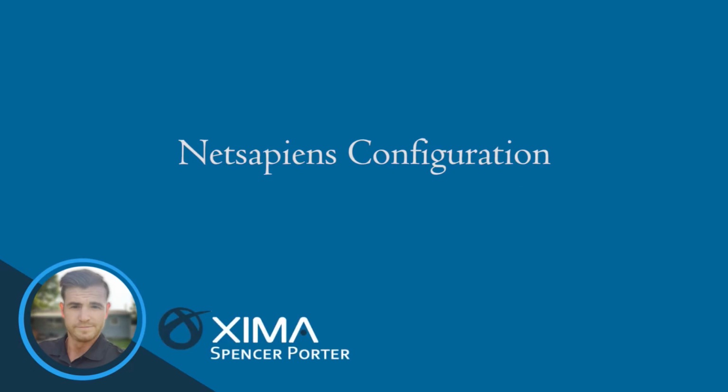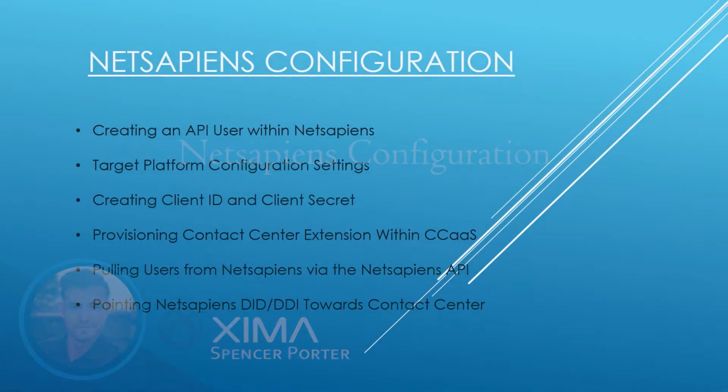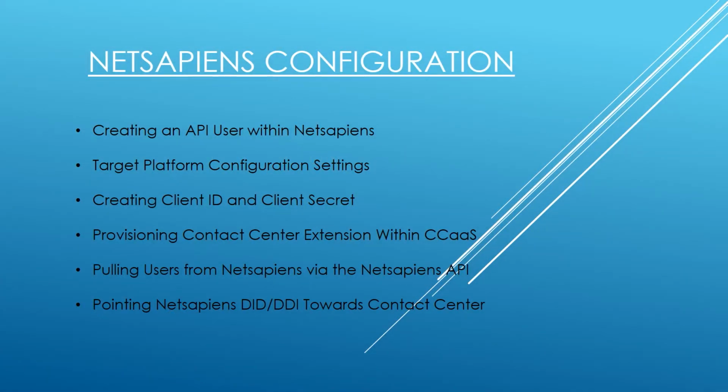Today's video is going to talk about Netsapiens and how it relates to Xima CCaaS. The first step is going to be creating an API user within Netsapiens. From there, we're going to go to target platform configuration settings within CCaaS itself. We're going to then create a client ID and client secret. Provisioning contact center extension within CCaaS to take contact center calls. Pulling users from Netsapiens via the Netsapiens API. And then lastly, pointing that Netsapiens DID, DDI, towards the contact center itself.